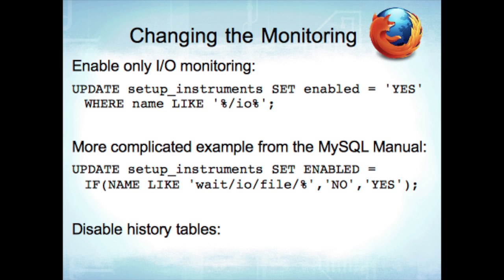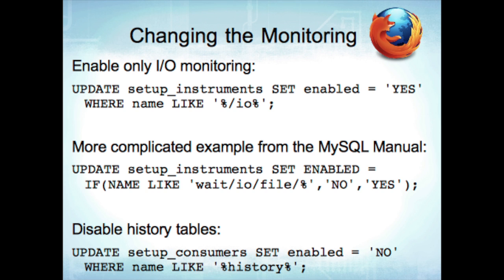What if I want to disable only the tables that have history in them? Well, we're name like history. So it's very easy, and you can do this while it's running. You can do it if the performance schema variable is off or if it's on. So even if you're not monitoring anything, you can change what you're monitoring or what you will monitor when you turn it on. So it's very powerful and very easy to do with wildcards.